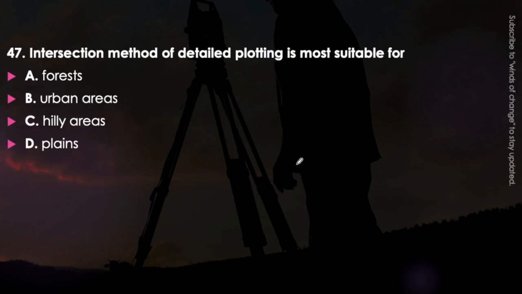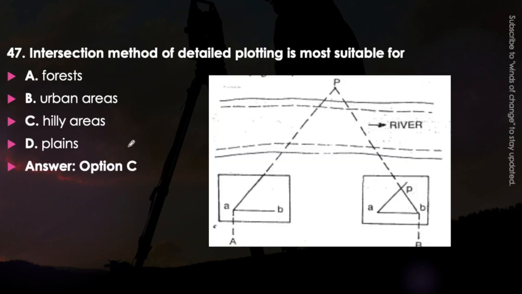Next question. Intersection method of detailed plotting is more suitable for forest, urban areas, hilly areas, or the plains. Just think about it. Why do we use the intersection method in case of plane table surveying? The intersection method is used where we have an inaccessible terrain where we cannot go. We cannot do the plotting directly. Okay, in that case we go for the intersection method. So intersection method will be most suitable for hilly areas, where we do not have to go while we can still obtain the plottings.